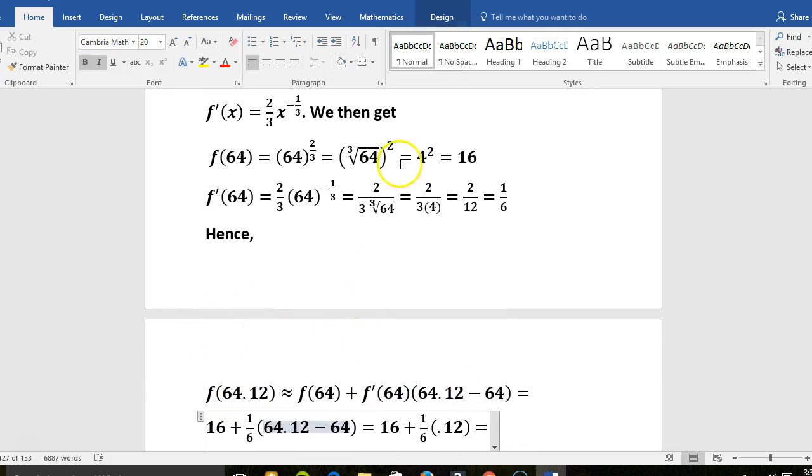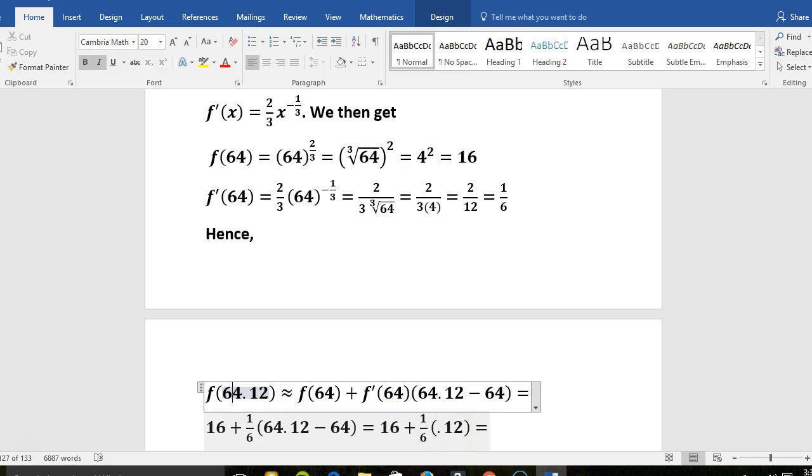So now we've got our players. We've got our actors. They've all come in the building. Now we need to put them on the stage. So f of 64.12 approximately equals f of 64, which we know is 16, plus f prime of 64, which is 1/6, times the difference of 64.12 and 64, which is 0.12, just by pure arithmetic.